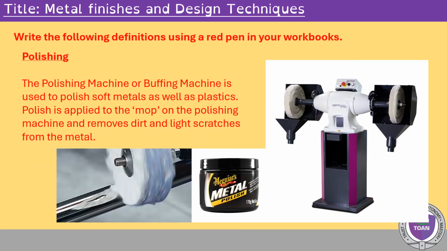Polishing. The polishing machine or buffing machine is used to polish soft metals as well as plastics. Polish is applied to the mop on the polishing machine and removes dirt and light scratches from the metal. You can see an example of a polishing machine or buffing machine, whichever one you want to call it, on the right hand side.